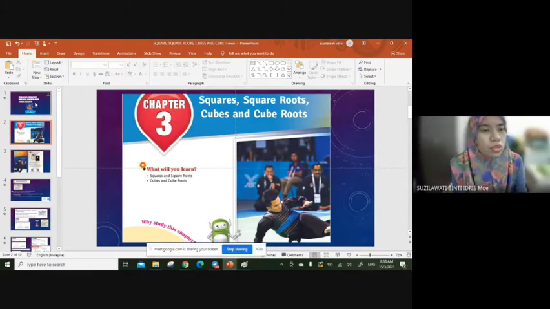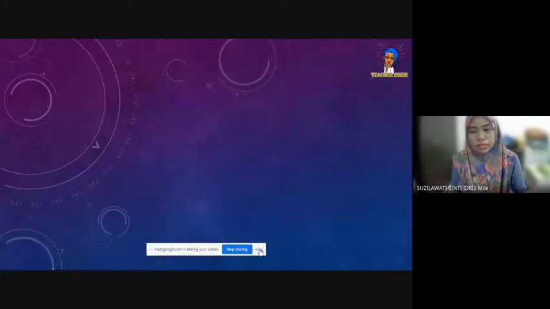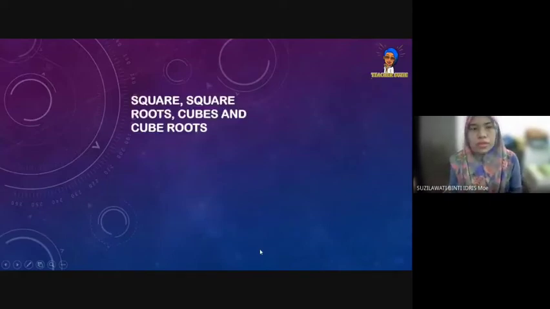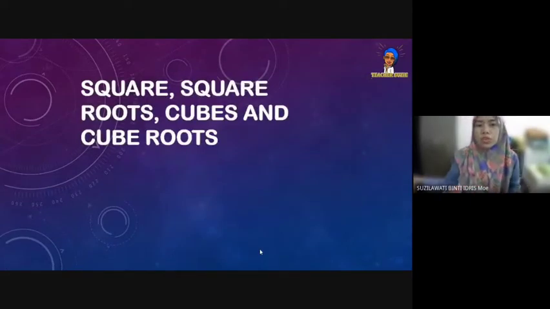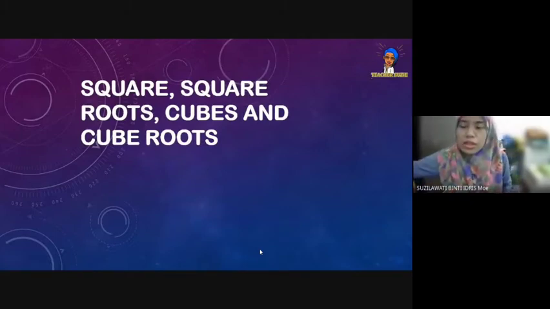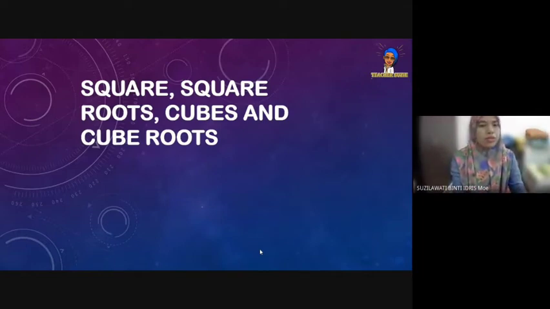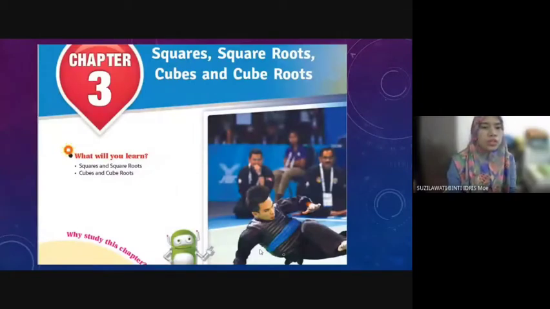Okay. So, our topic today. Alright. Okay, square roots, cubes and cube roots. Ini adalah topik yang terbaru. Okay. This is what you will see in your textbook when you open your textbook. Okay, this is the picture that you will see. Okay, what will you learn in this chapter 3 is square and square root.